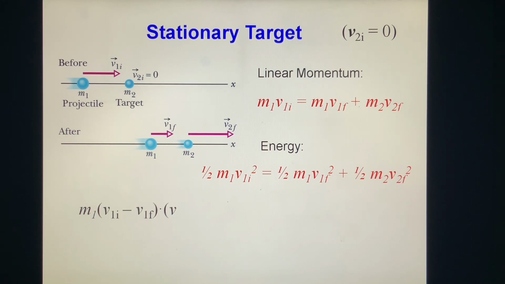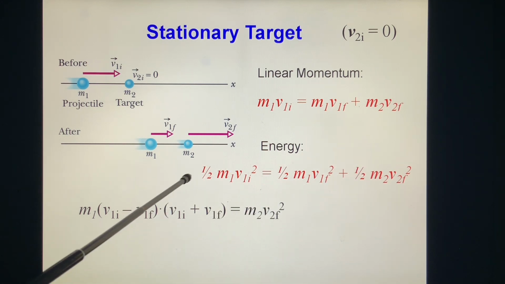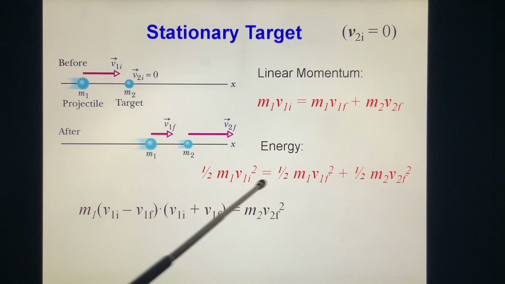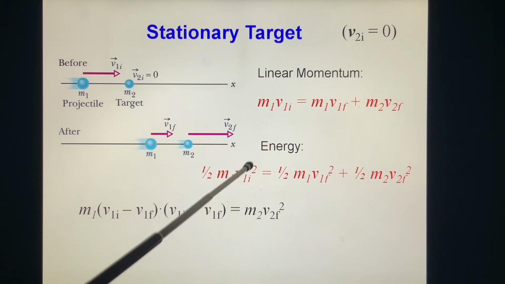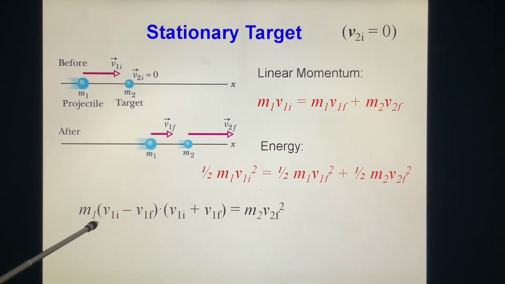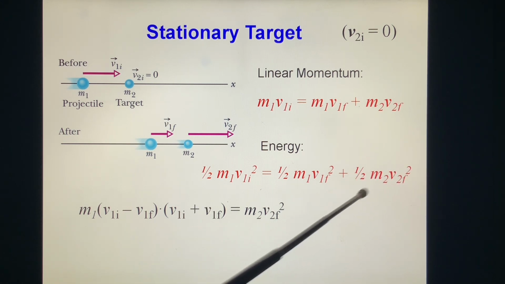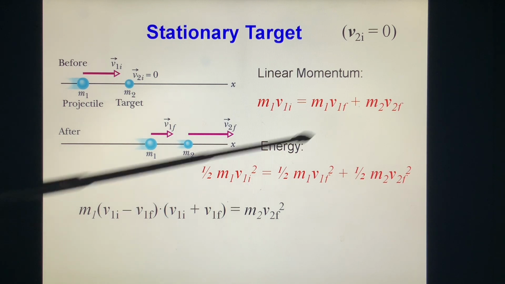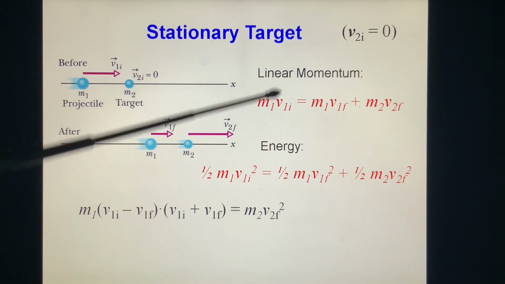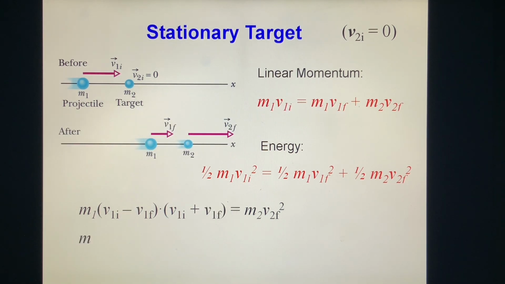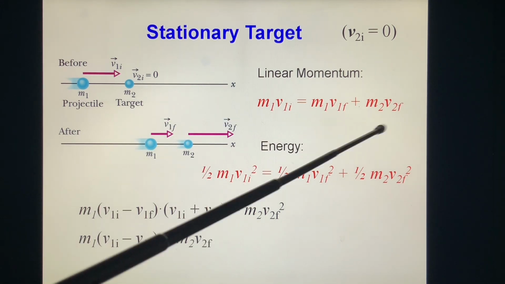It's very easy. Now, we move this one over, and half will cancel out. m1, we take out m1. m1 v1i square minus v1 final square becomes (v1i minus v1 final) multiplied by (v1i plus v1 final). And this is m2 v2 final. Look at this one. We move this one over because m1 (v1i minus v1 final) equals m2 v2 final.